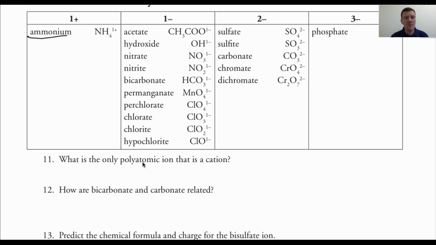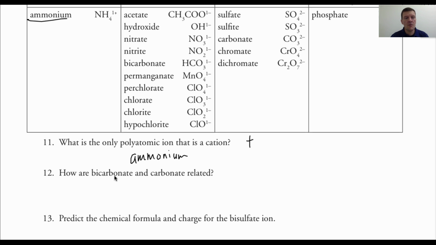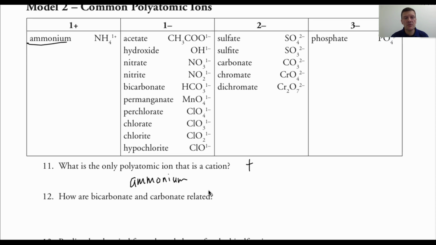Question 11. What is the only polyatomic ion that is a cation? Cation, remember, is positive, and that would be your ammonium. How are bicarbonate and carbonate related?